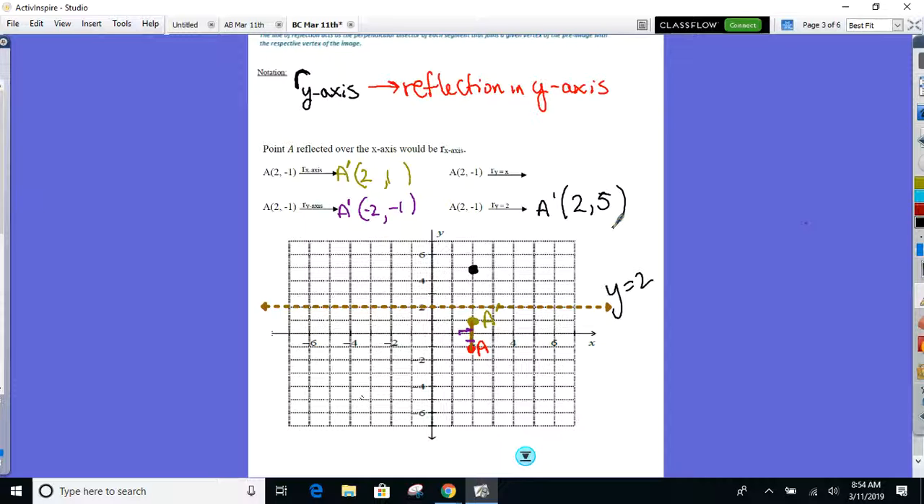Everyone all right there? If I said x equals a number, that would be a vertical line. All right, get in that habit. Y equals is horizontal, x equals vertical.